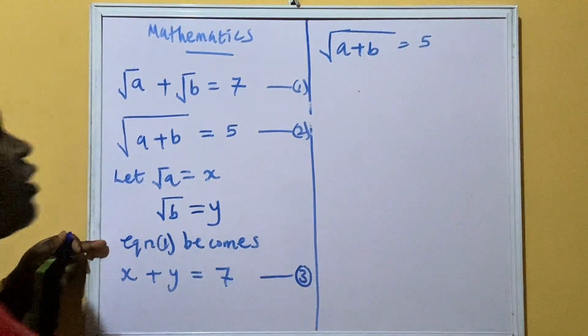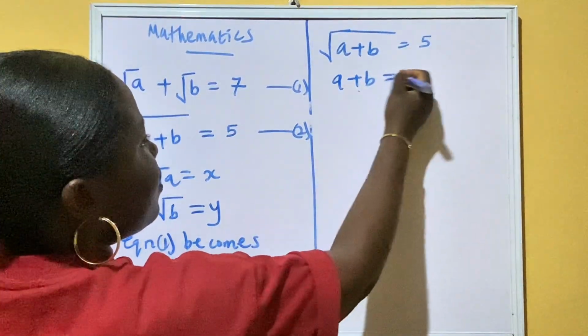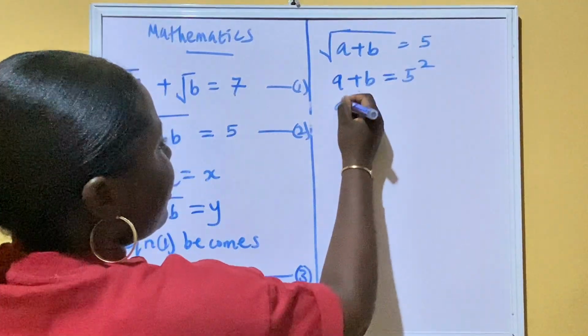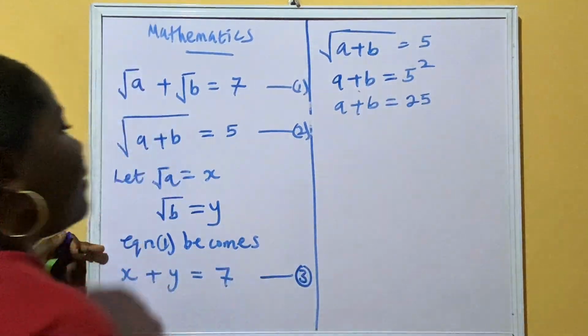Now, if we take the square of both sides to eliminate the square root, we have a plus b equals 5 squared. A plus b is equal to 25.